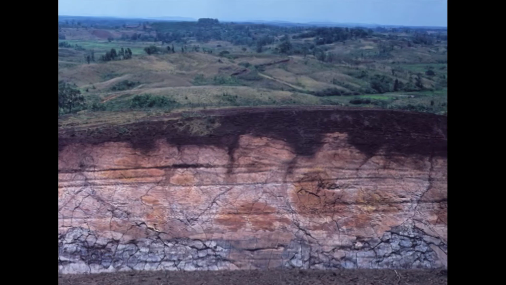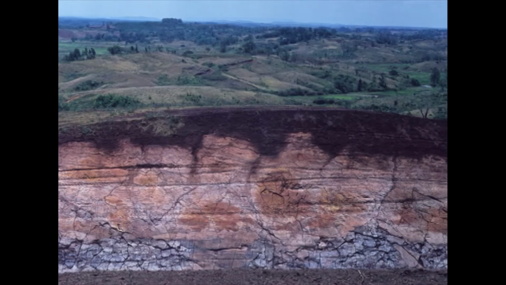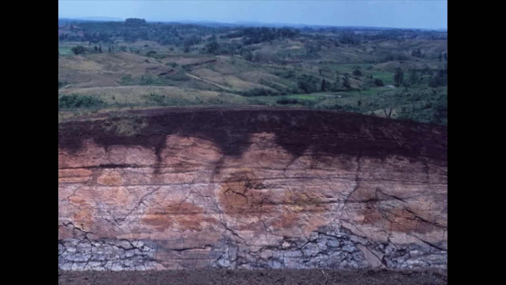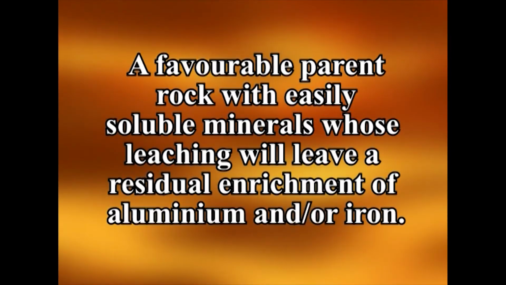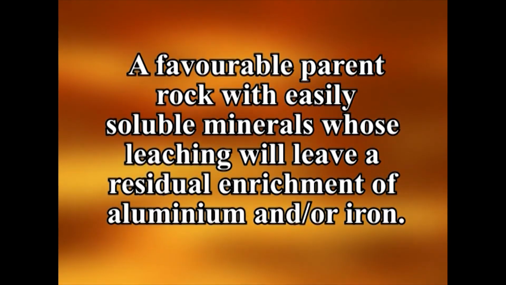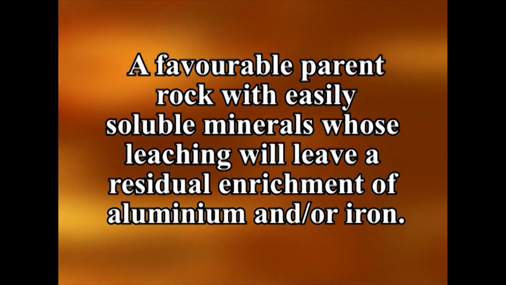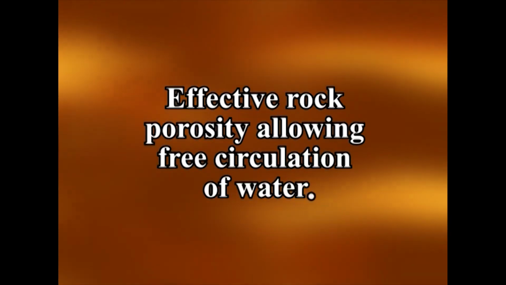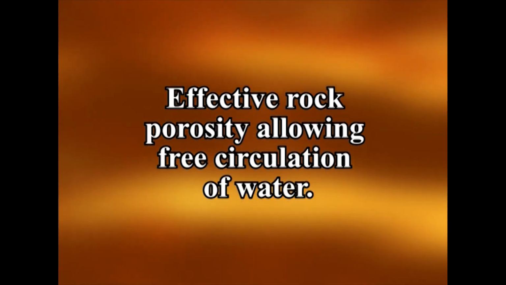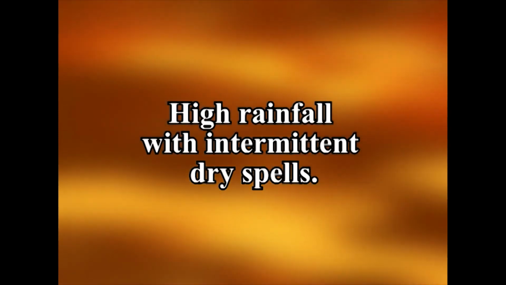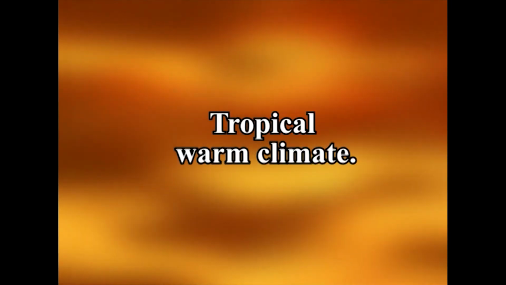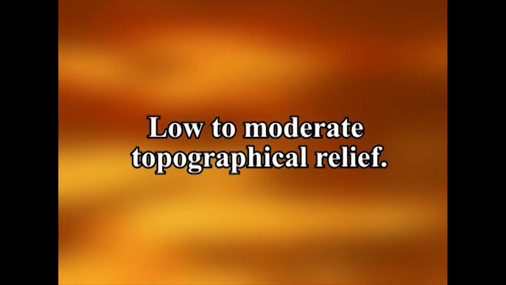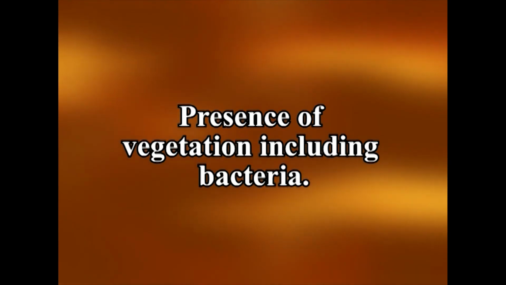Sometimes, however, residual deposits can be high-grade deposits of one metal only. The genesis of lateritic bauxite deposits is governed largely by the cumulative effect of several controls, and important among them are: A. A favorable parent rock with easily soluble minerals whose leaching will leave a residual enrichment of aluminium and/or iron. B. Effective rock porosity allowing free circulation of water. C. High rainfall with intermittent dry spells. D. A good drainage. E. Tropical warm climate. F. Low to moderate topographical relief. G. Prolonged stability. And H. Presence of vegetation including bacteria.